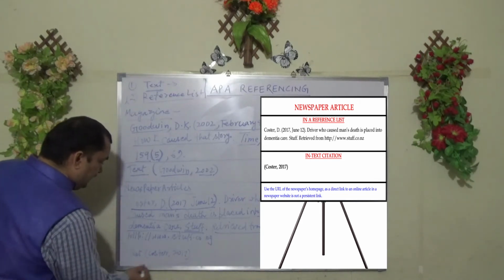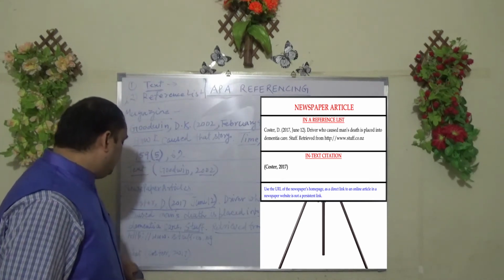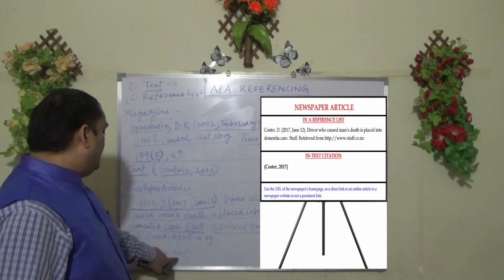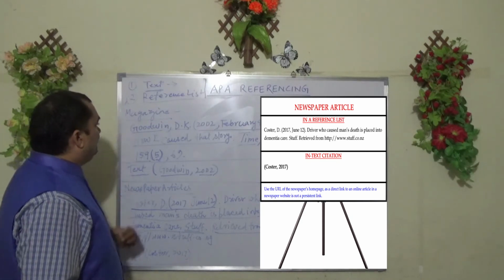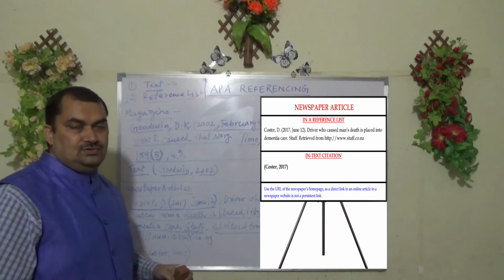And the same way we add in the text, and the text will continue. In between, we write in brackets the author surname, comma, year of publication. So we have discussed almost every document so far.